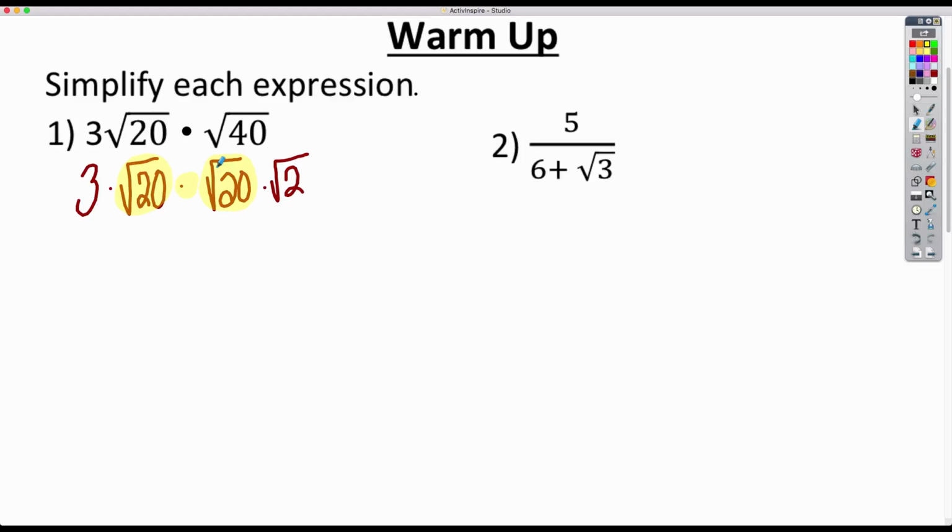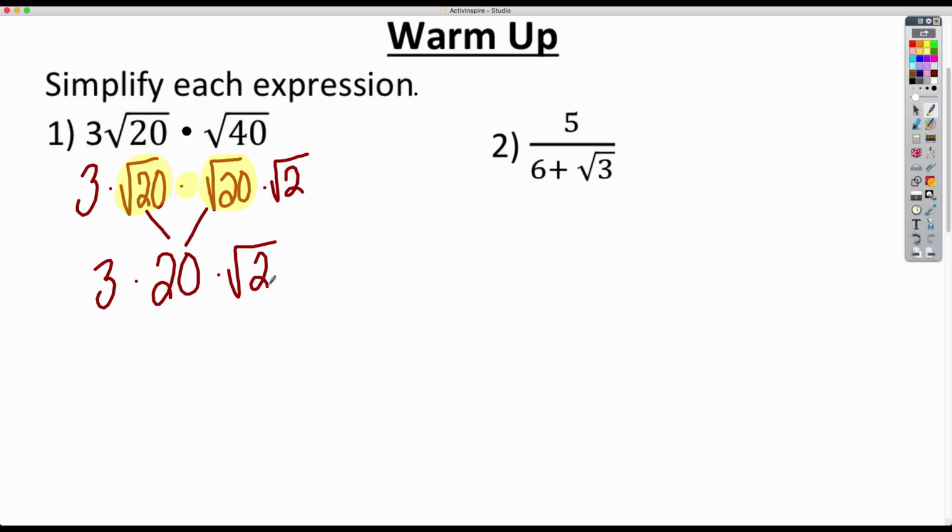They sort of, not cancel each other out, they get rid of the radical, and we're left with the number 20. So now this becomes just 20. We haven't touched the 3, and radical 2. 3 times 20 is 60. 60 radical 2.